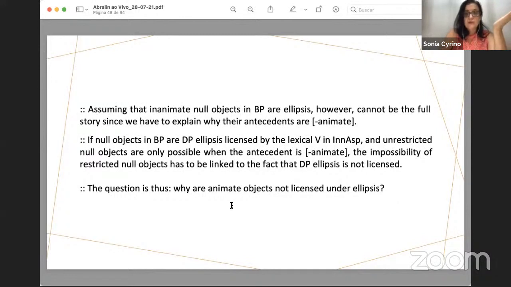Now, assuming that null objects are ellipses cannot be the whole story because, as I said before, their antecedents are preferably minus animate. If they are ellipses licensed by the lexical verb that moves to the inner aspect head, and unrestricted null objects are only possible when the antecedent is minus animate, the impossibility of restricted null objects has to be linked to the fact that the ellipsis is not licensed. So the question is, why are animate objects not licensed under ellipsis?